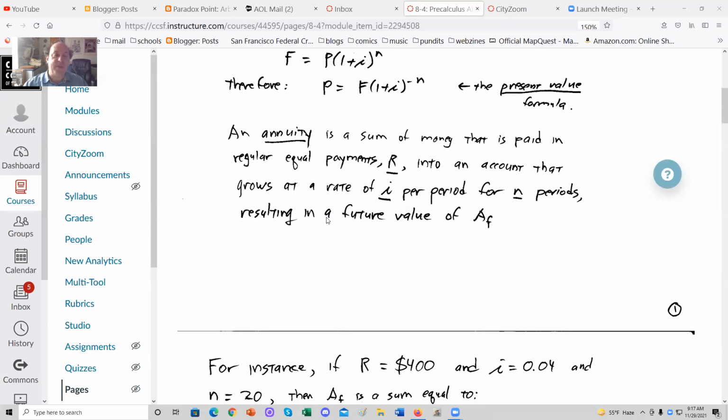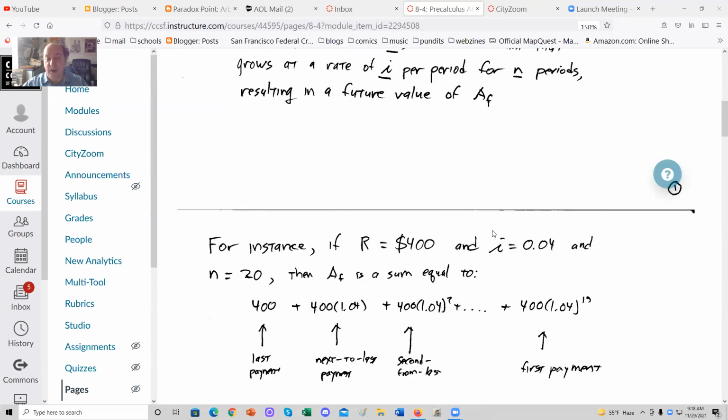Now, an annuity is a pension scheme. Basically, you make regular payments into an account that, first of all, accumulates because you're putting money into it, but also grows at a compound interest rate of i per period for n periods, resulting in a future value of A sub F. So the thing is growing because you're putting money in, and it's also growing on top of that. That's why annuities are so popular. You can get startlingly good results.